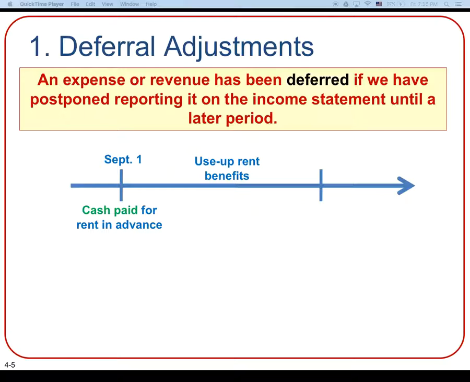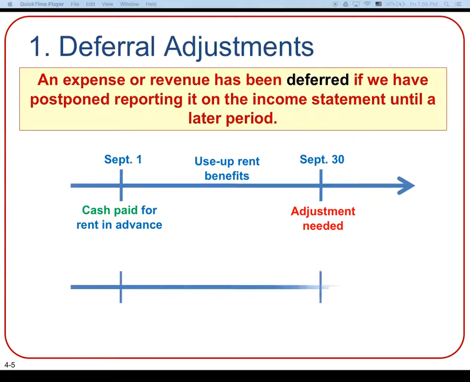And then as the months pass by until the end of September, September 30th, we need an adjustment. Whatever you have banked, when you put the prepaid cash for rent, we call it banking it, right? You're banking this expense. So at the end of the month, this month's rent is already used. You no longer have this banking that you put up for your rent. That's when we need another adjustment for it.